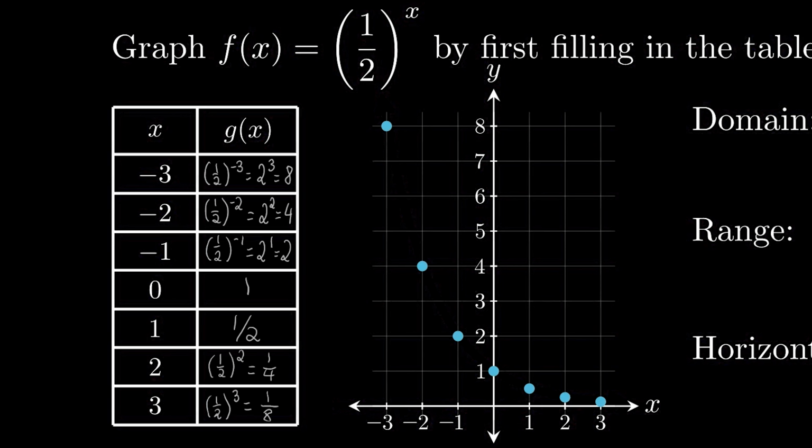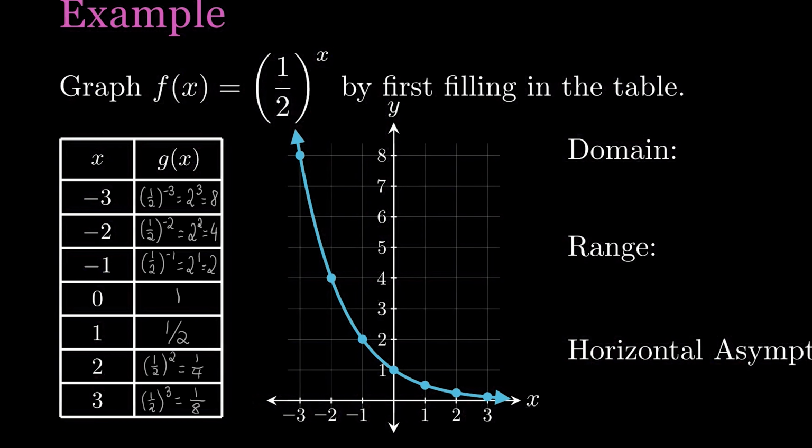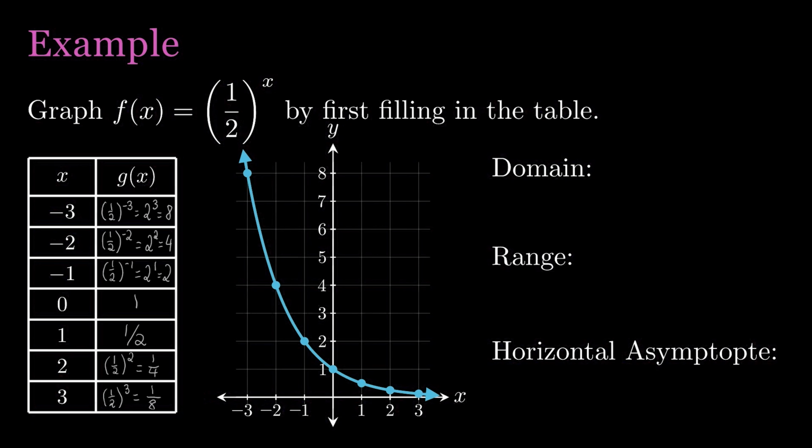We have enough points on the graph to join them with a nice smooth curve that extends in both directions, obviously. And now we can identify the domain of this function. Well, as with every exponential function, the domain is all real numbers, since we don't have to exclude anything. We don't have any domain constraints in here.